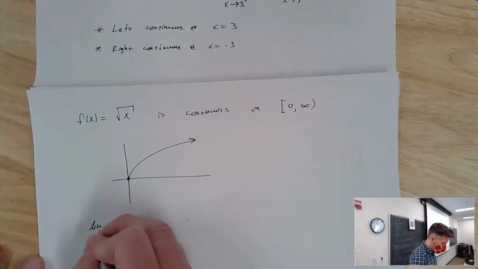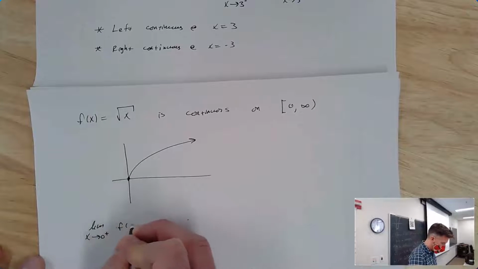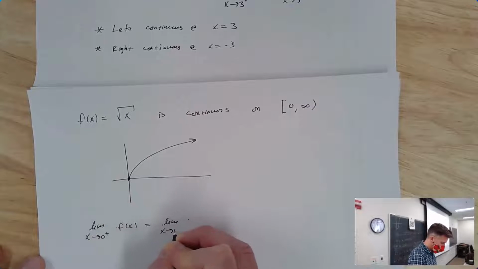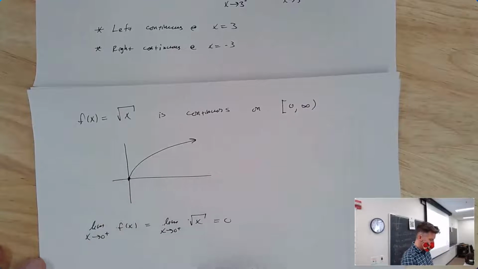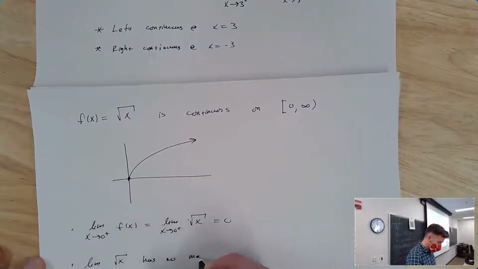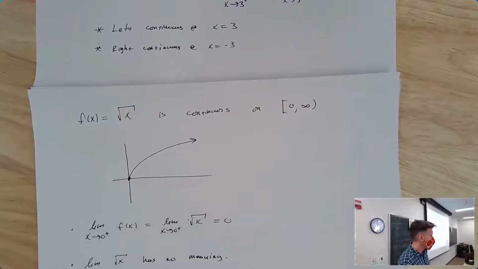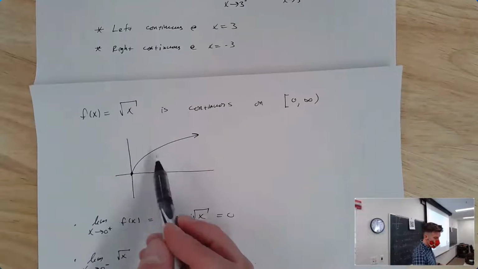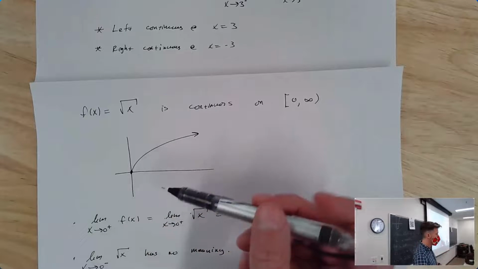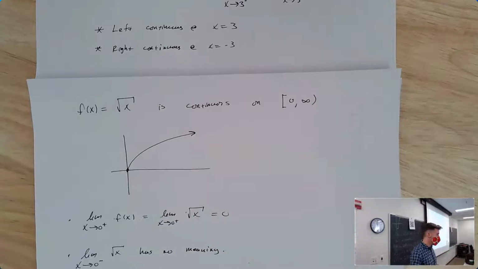So we can say, oh yeah, the limit as x approaches 0 from the right of f of x is the limit as x approaches 0 from the right of the square root of x, which is 0. And the limit as x approaches 0 from the left of the square root of x has no meaning, because that function is not defined when x is less than 0. So if a function is only defined on one side of a particular value, we talk about it being continuous at that value, even though it's maybe only, in this case, right continuous, because the limit as x approaches 0 from the right is the same as the function.